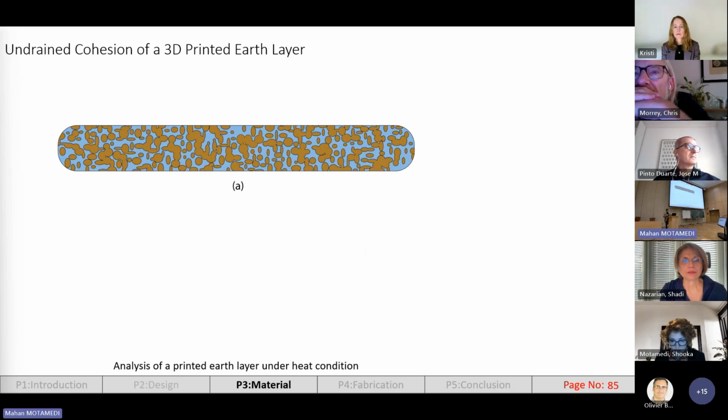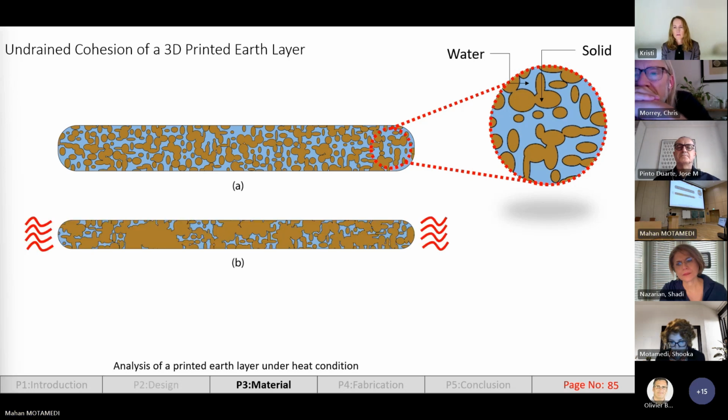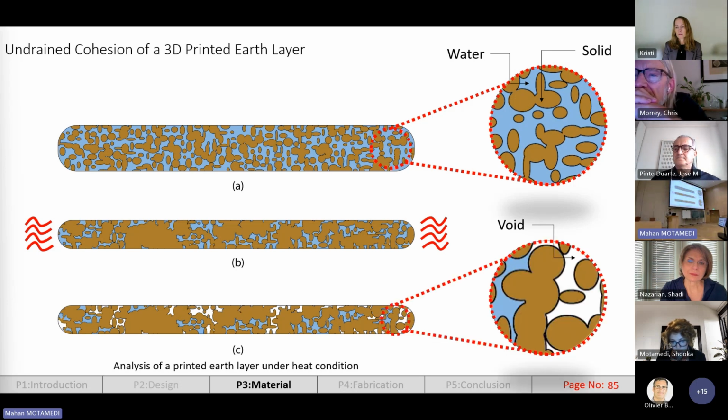Here I have an example of one printed earth-based material. As you can see, the brown spots represent the solid material, and the blue spots represent the water. As the evaporation continues, the volume of the water will decrease, making the solid material more compacted. This decrease in the volume of the water will increase the on-grain cohesion of the material. However, as the evaporation continues, the water will exit the composition of the material and leave behind voids. In this state, the material is not saturated anymore.